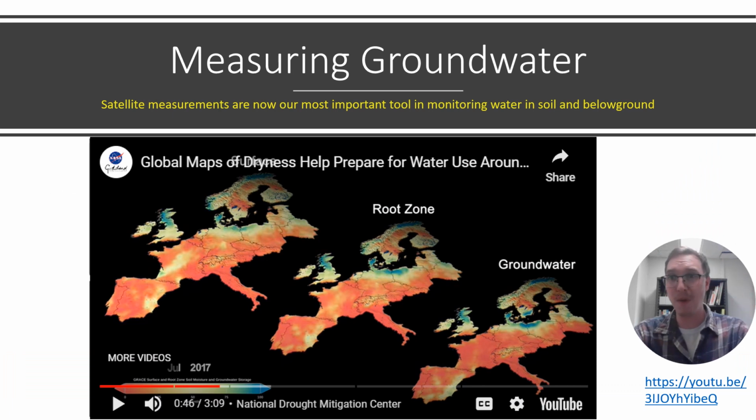How do we know or measure groundwater? Well, it might seem odd, but one of the biggest ways that we measure groundwater is through satellite measurements. And that should be right? We've got these satellites in outer space measuring groundwater, which is below the surface. Well, the way we do it is we look at moisture on the surface, and we also look at gravitational differences, micro gravitational differences on Earth.